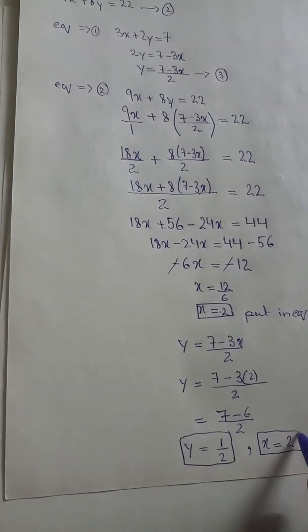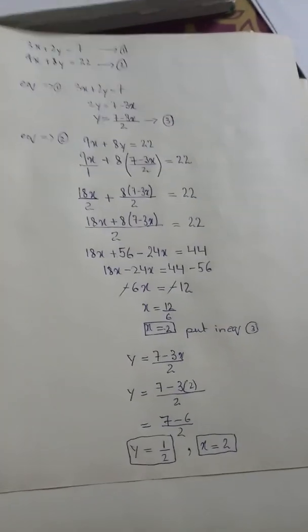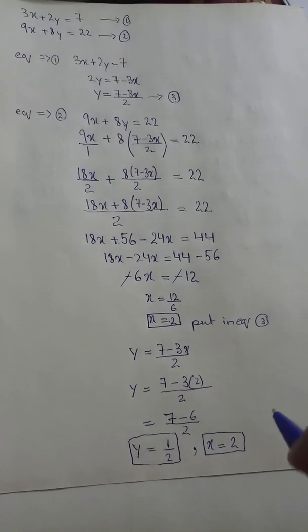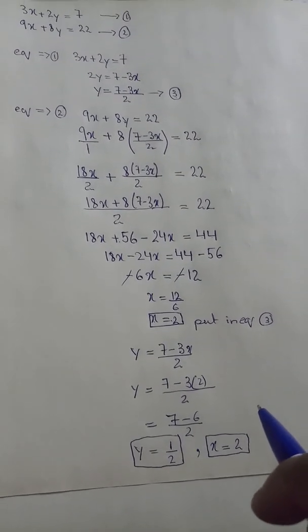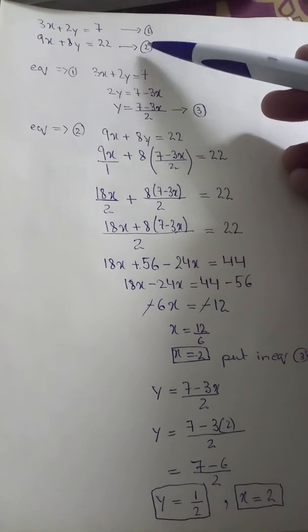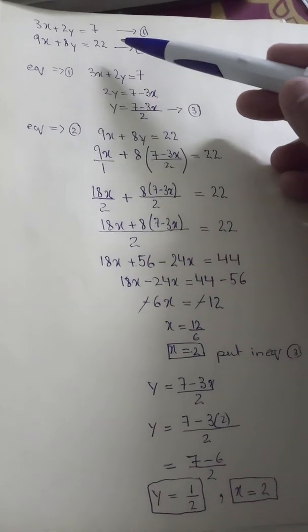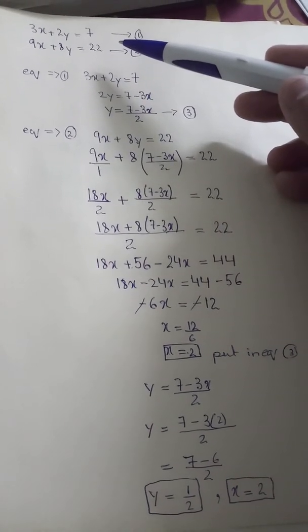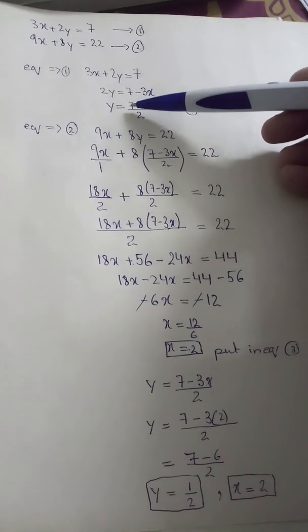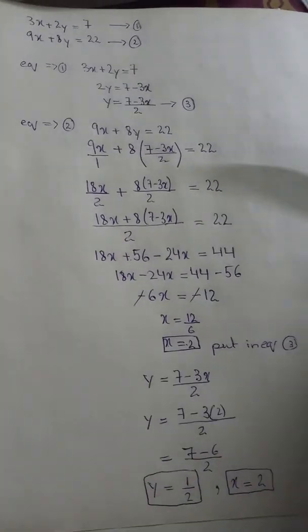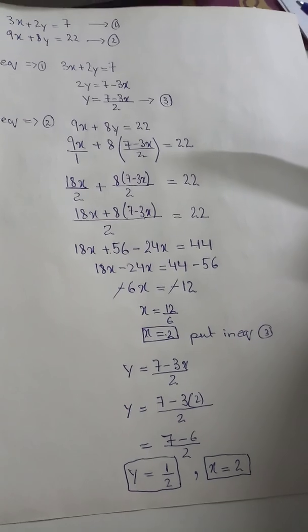And as you can see, the working is a bit lengthy, but the method is very simple. You just have to make sure to pick the right equation that has the least coefficient, and then make that variable your subject, and then substitute the value and solve it to find the values of x and y.